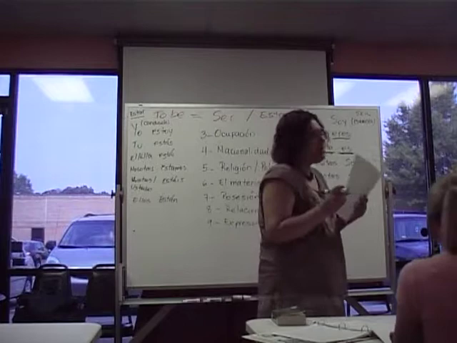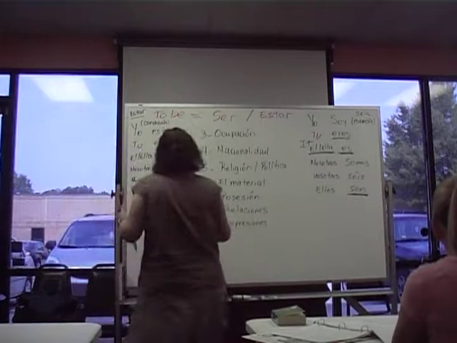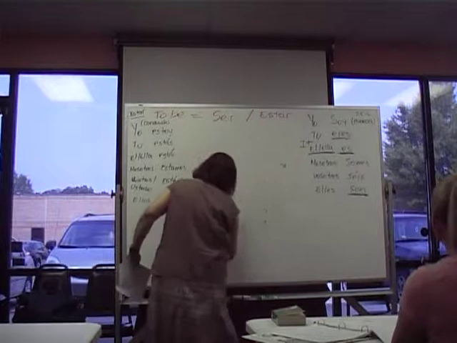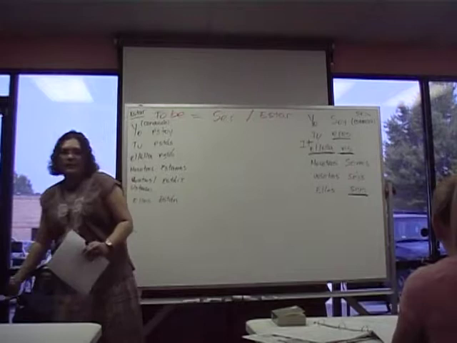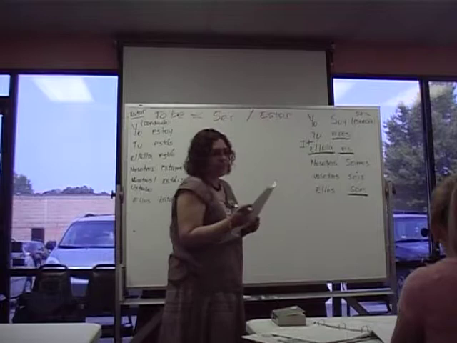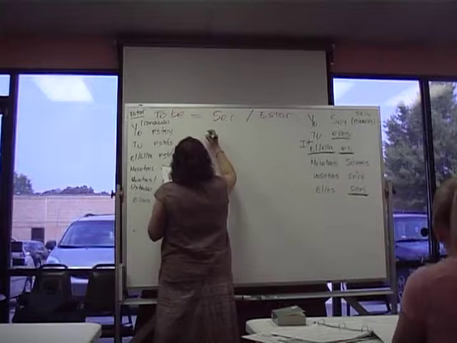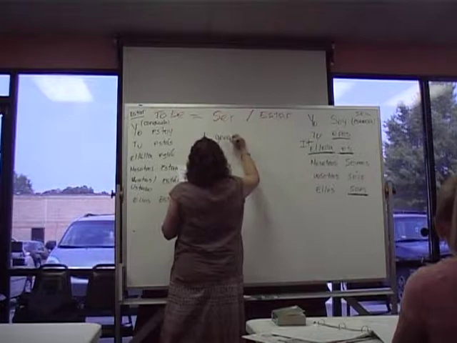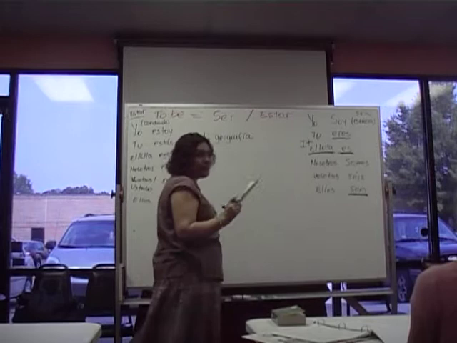Cindy, when to use ESTAR? One. ESTAR is used to express geographic or physical locations. ¿Dónde estás? Where are you? Estoy en el laboratorio. I'm in the laboratory. ¿Dónde está Chile? Where's Chile? Chile está en América del Sur. Chile is in South America. Note, the one exception to this rule is that SER is used to tell where an event is taking place. La fiesta es en mi casa. See the difference? Geographical thing, geografía.